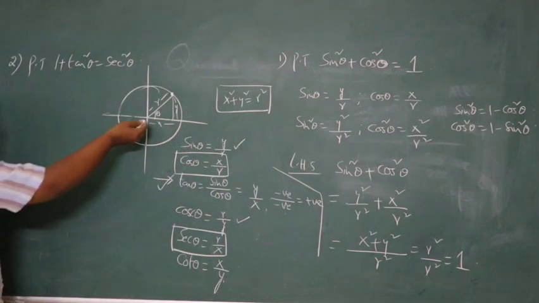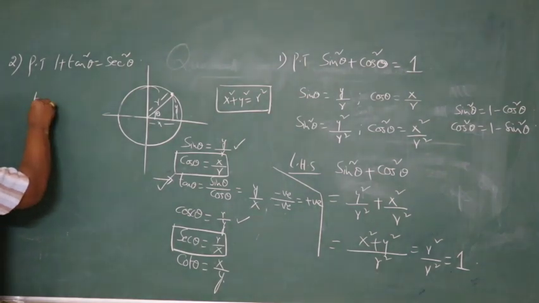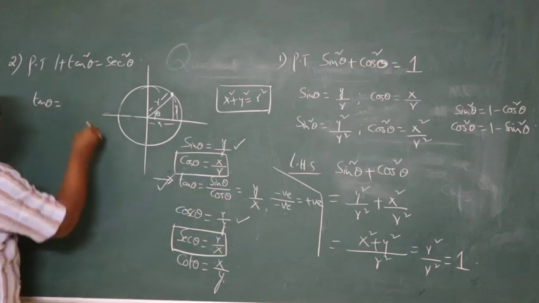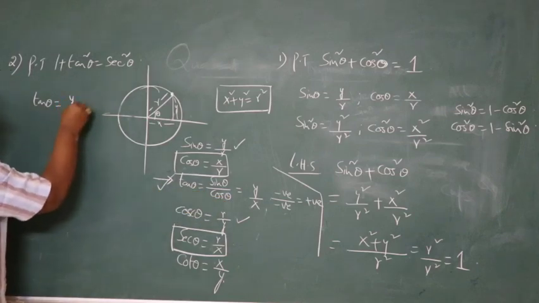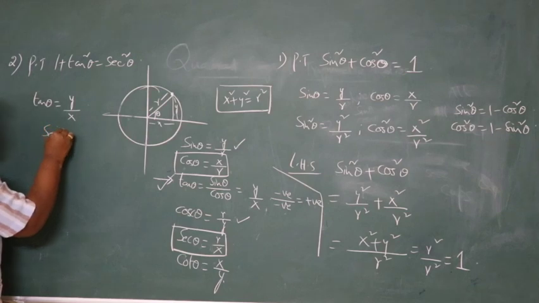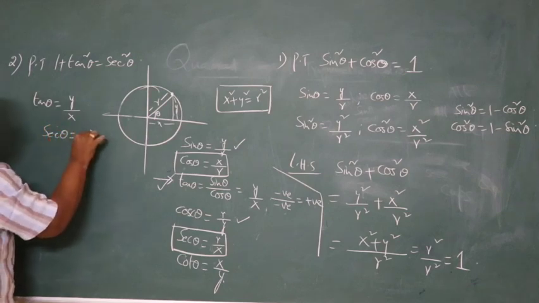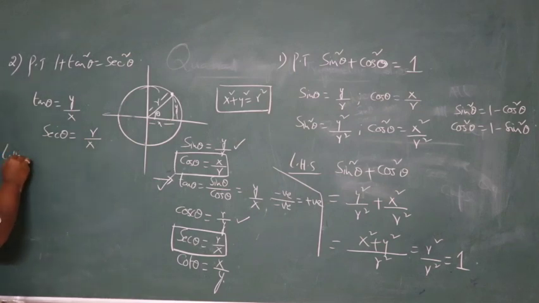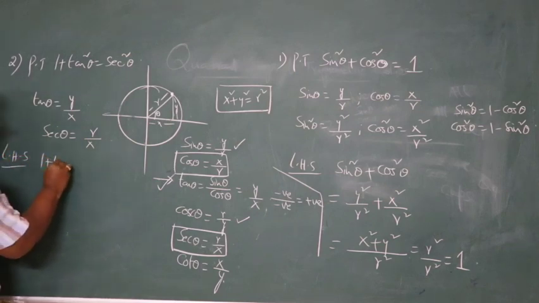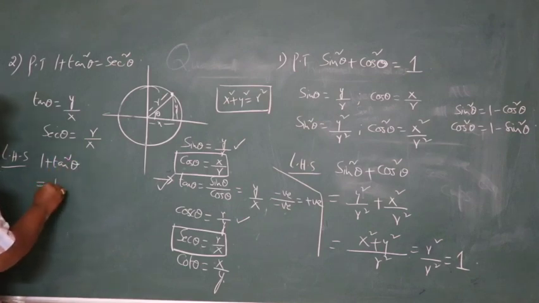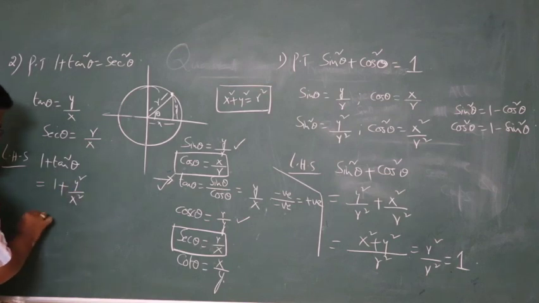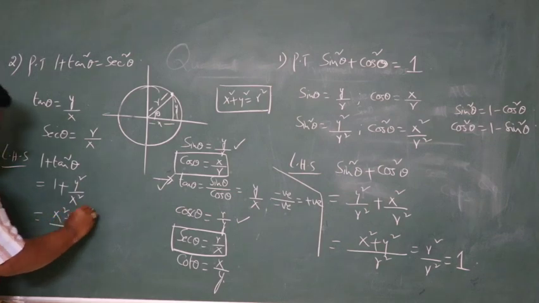So similarly from here, what is tan theta? That is y by x. What is secant theta? R by x. Now take the LHS part, 1 plus tan square theta. This is equal to 1 plus y square by x square. By taking LCM x square, this is x square plus y square.